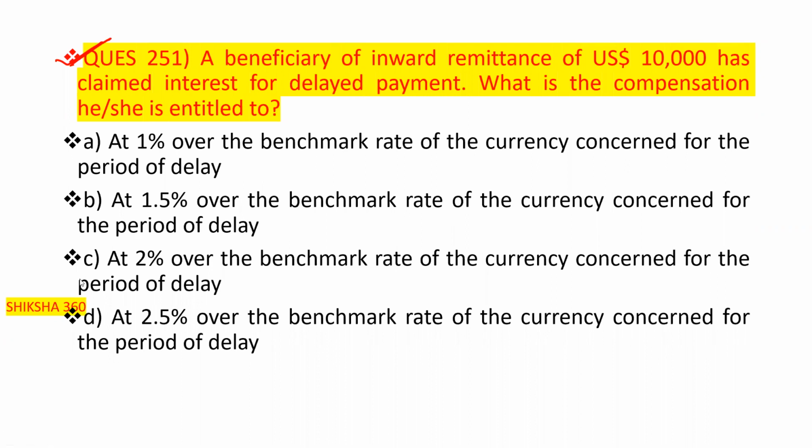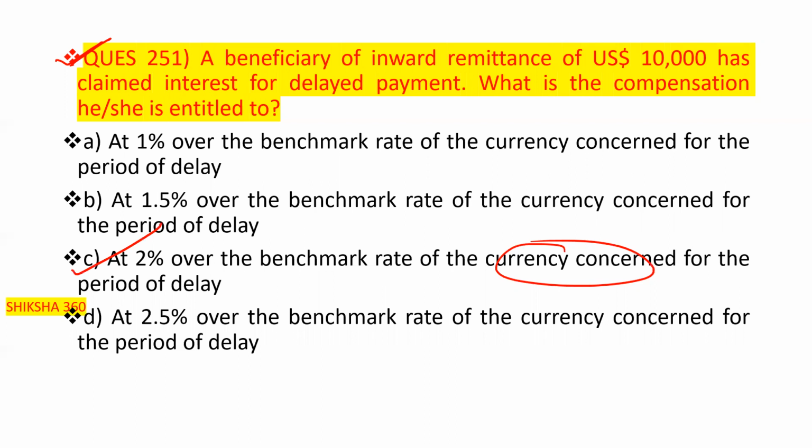If you are able to remember the percentage, you are able to answer the question: 1%, 1.5%, 2%, or 2.5%. As we discussed, in case of this transaction the seller bank shall pay an interest at 2% over the benchmark rate of the currency concerned for the period of delay.